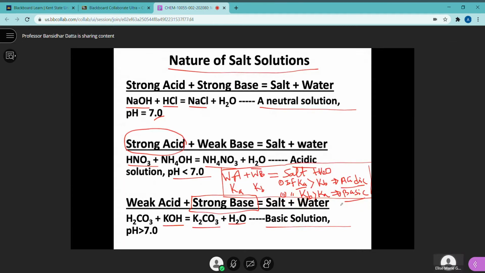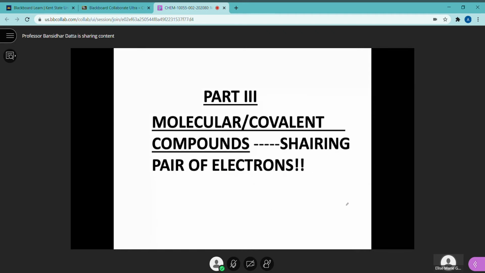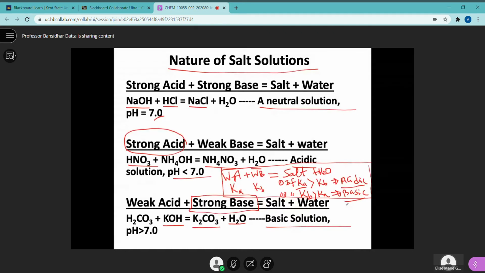Yes? I have a question. Okay, so I think you just said this, but on the test, if we have something that talks about a weak acid and a weak base, you will give us the dissociation constants, right? I'll give the dissociation constant values, yeah. The values of Ka and Kb. Otherwise you cannot compare.